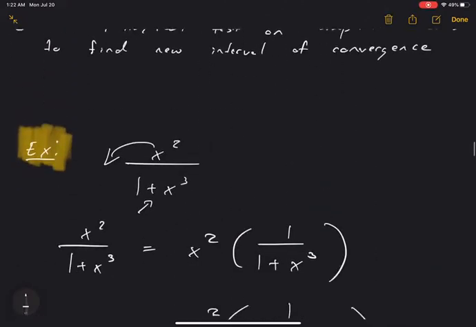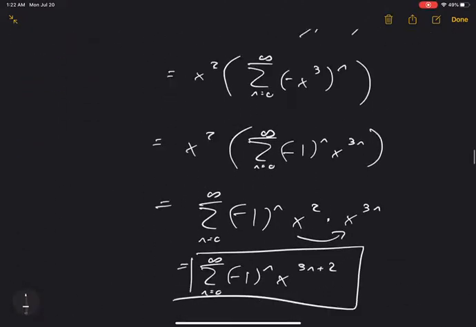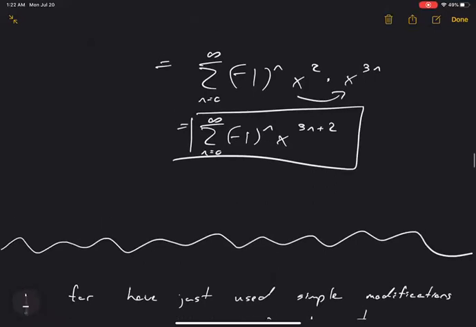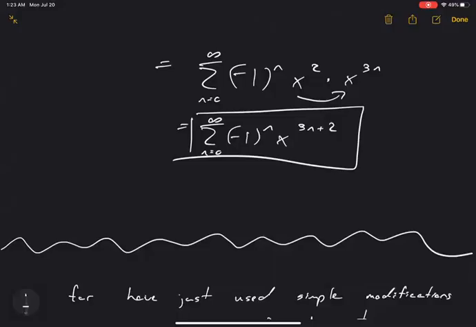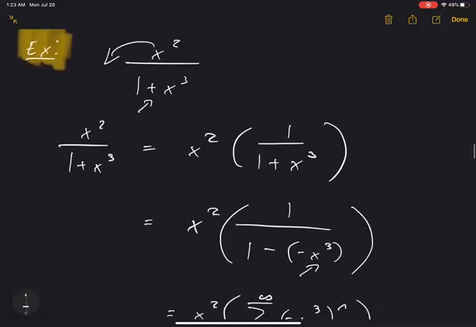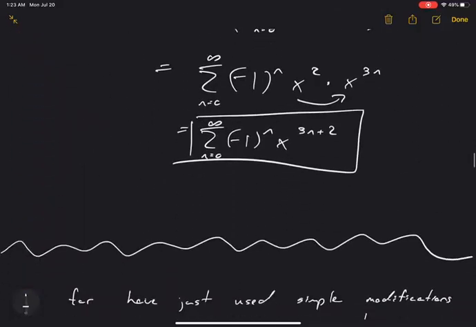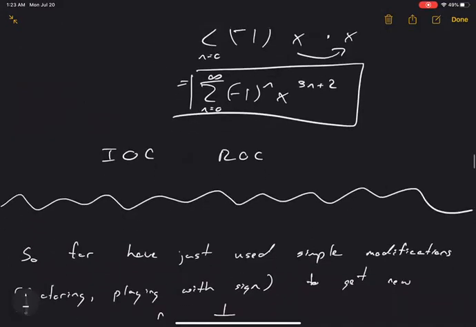That's my series representation. The next thing I need to do is find my interval of convergence and radius of convergence. I hadn't planned to do that for this example, so I'll let you do the interval of convergence and radius of convergence. We'll move on.